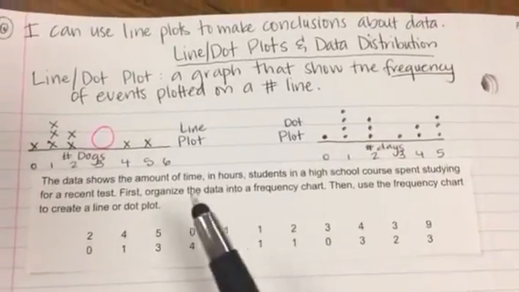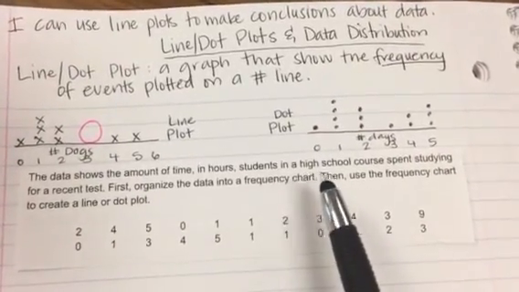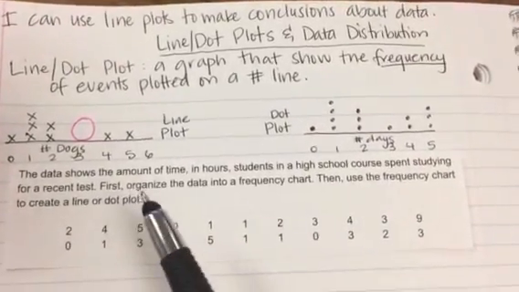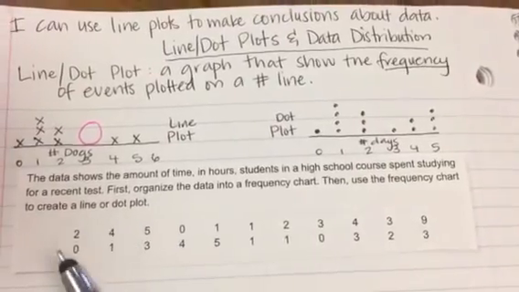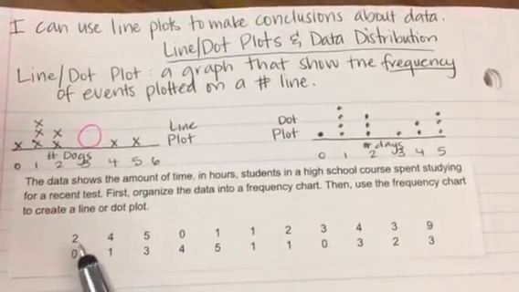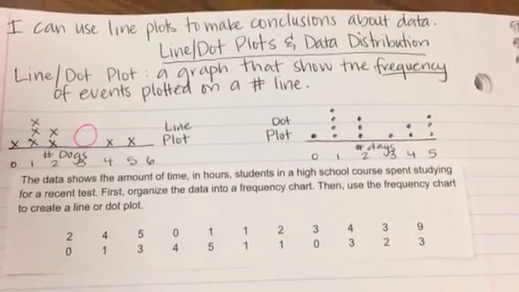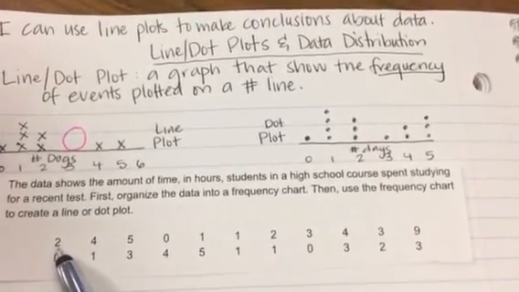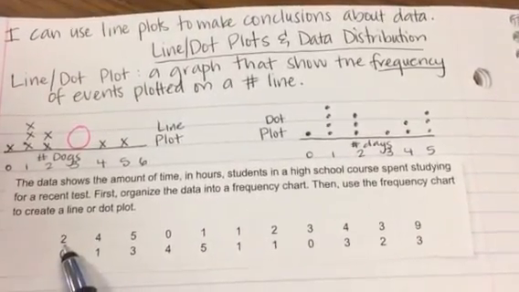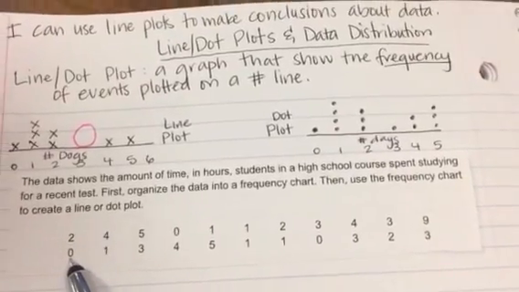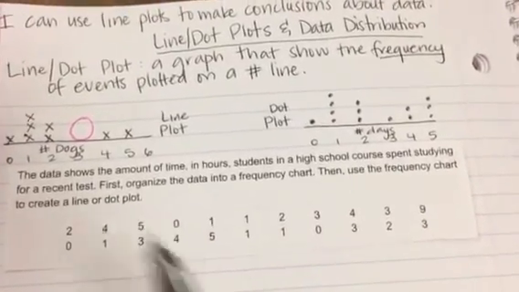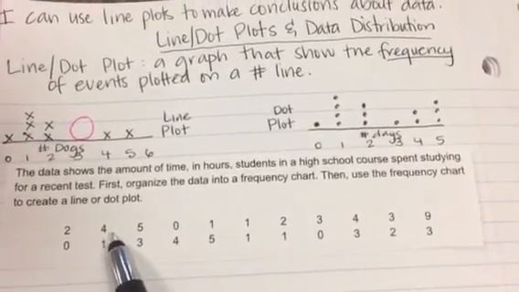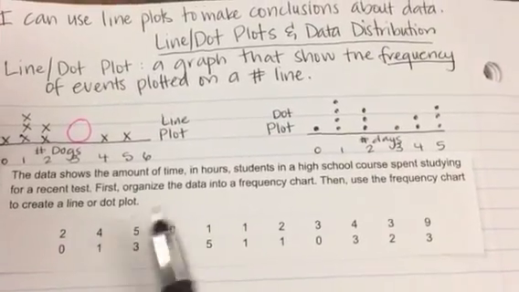It says that the data shows the amount of time in hours that students in a high school course spent studying for a recent test. So every time you see a number, that represents the number of hours that one student studied for a test. So this says that there was one student who studied 2 hours. This means there was one student who studied 0 hours. We all know that happens. This student studied 4 hours. This student studied 1 hour.